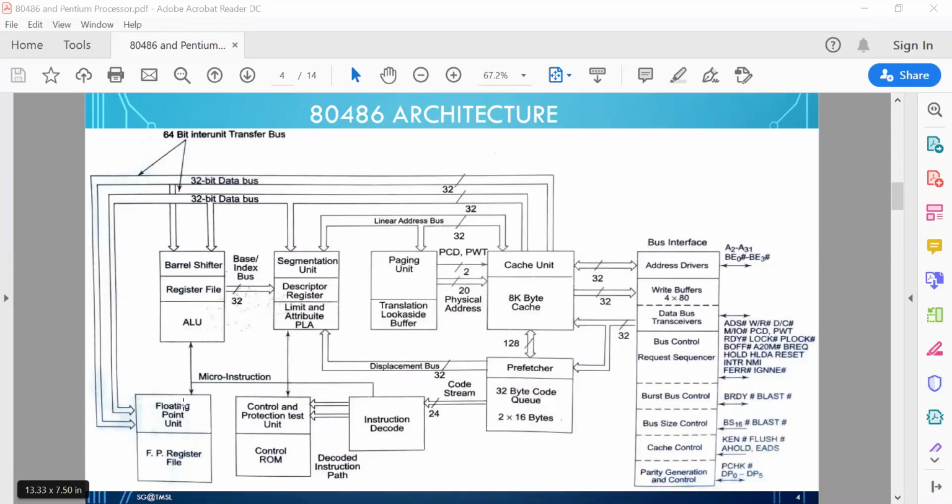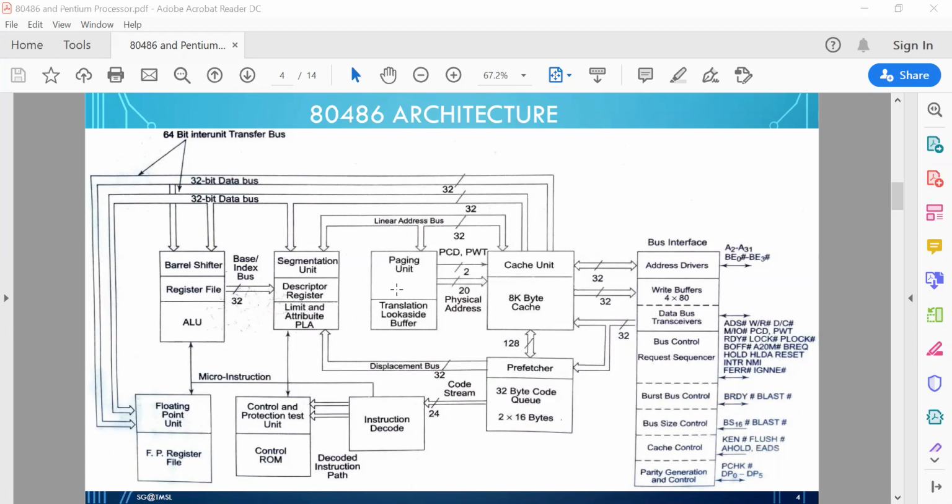Next, the segmentation unit includes segmentation management logic, descriptor registers, and breakpoint logic. So limits, descriptor length, descriptor limit, everything must be given in this unit. It will be stored here.